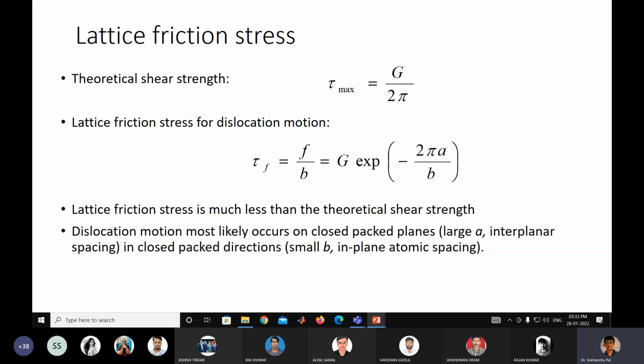And dislocation motion most likely occurs on the close packed planes where there is large interplanar spacing, and in close packed directions where there is a small Burgers vector, the in-plane atomic spacing. That you have to understand. Suppose you take an example: you want to create a building, and then you want to dislodge the building. What you have to do is find the scenario where there is a big gap between the different lines of bricks.